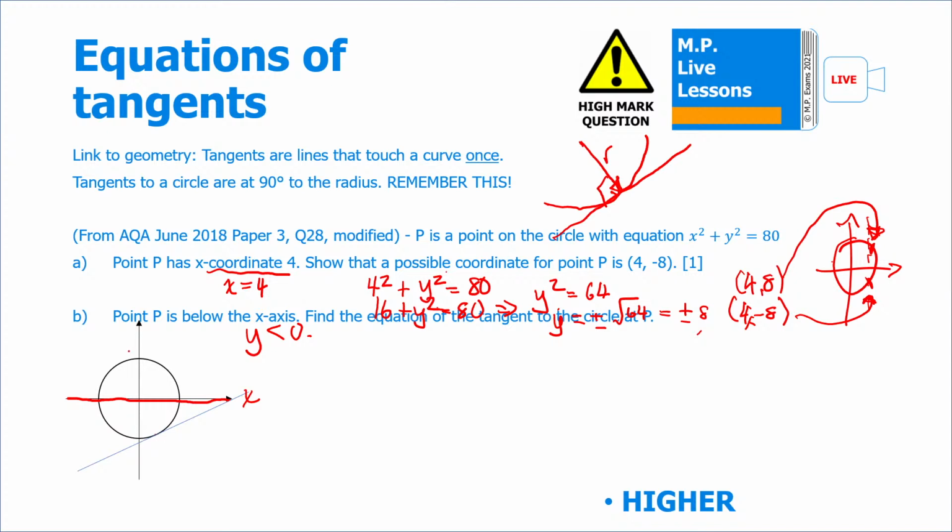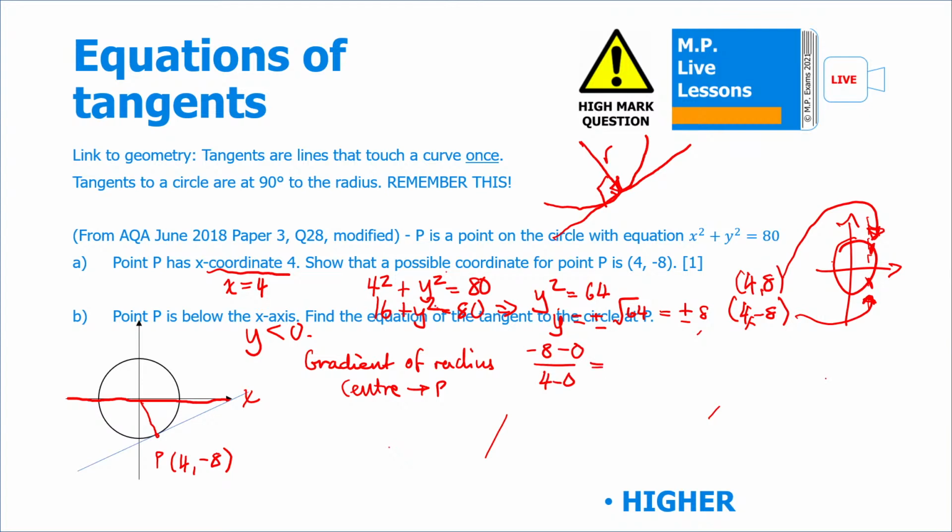So this is roughly point P. Now, you know that the tangents touch the circle at 90 degrees to the radius. So we can find the gradient of the radius. That's from the center to the point P. So that'd be minus 8 minus 0 divided by 4 minus 0. This gets us a gradient of minus 8 over 4, so negative 2.